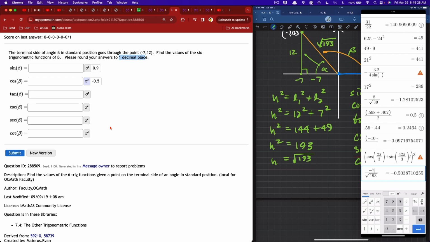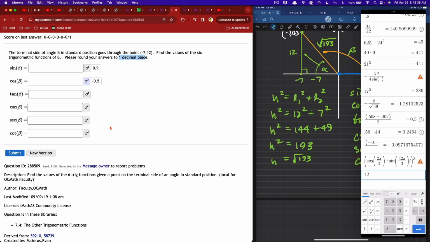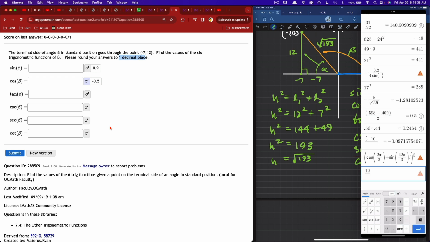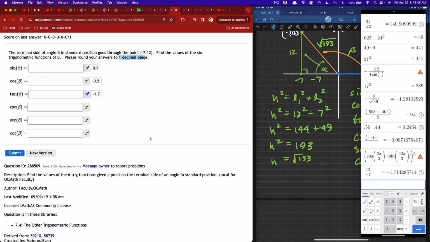Then sine over cosine, so this is going to be 12 divided by -7. I just don't want to type that in again, but -7, -1.7. And then we're going to take the reciprocal of this. So I'm just going to do that and raise it to the -1. And so I get -0.6. Oh, that's this one, -0.6.